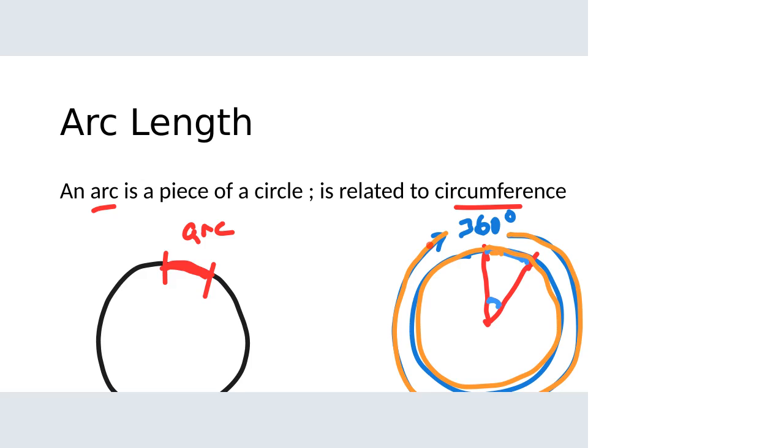And so that's how we're going to answer questions related to arc length. We're going to compare the whole circumference goes with 360 degrees. This arc length goes with whatever angle I've been given. Let's look at an example of this, and I think it'll become a lot more clear.